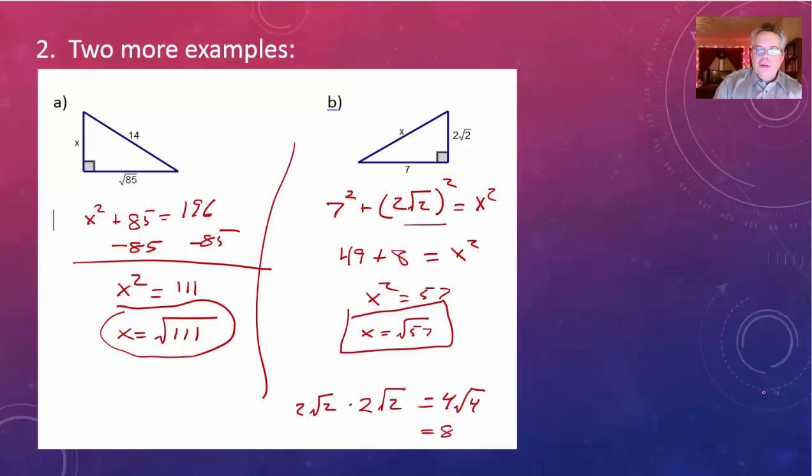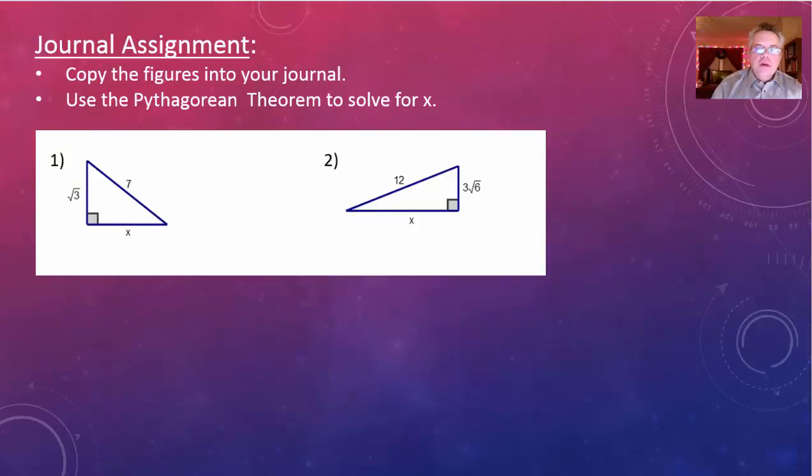So really the key thing is multiplying an expression by itself and coming up with the right thing. Okay, so working out on the side like I did. Here you go. Here's your journal assignment. Please copy these two figures into your journal and use the Pythagorean theorem to solve for x. Good luck.